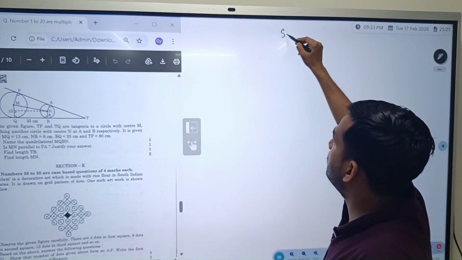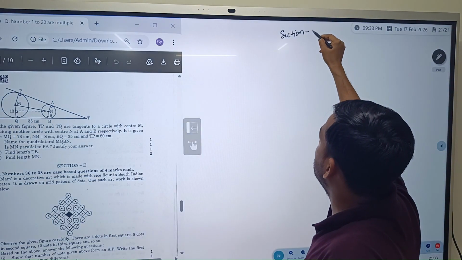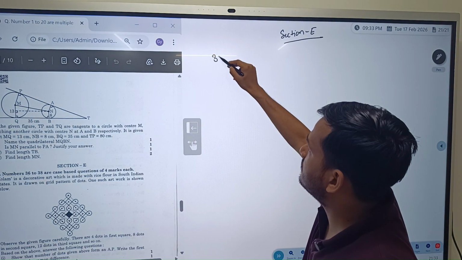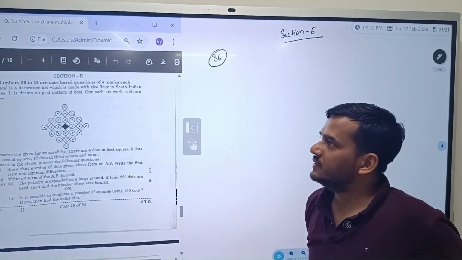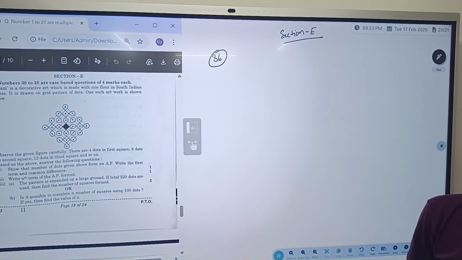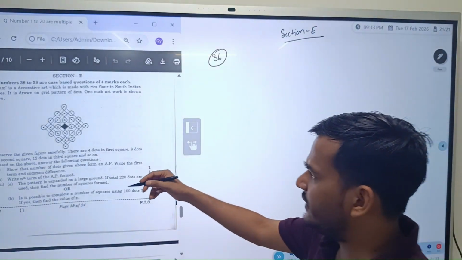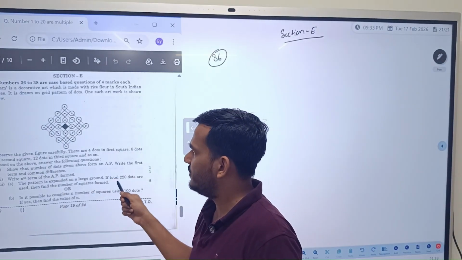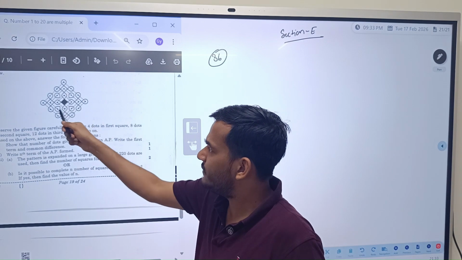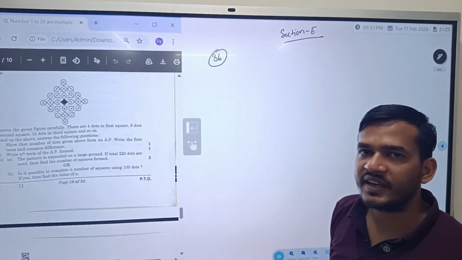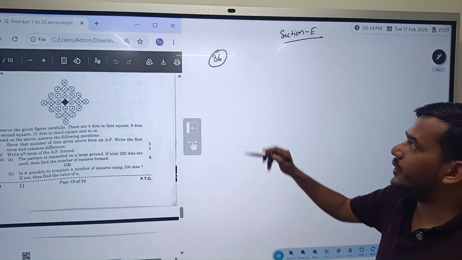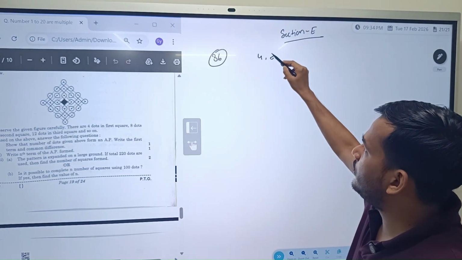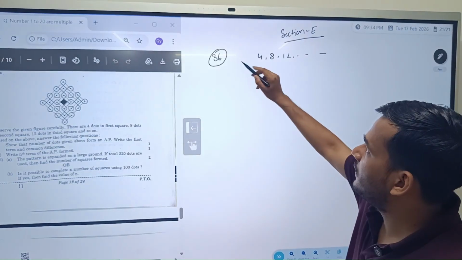Section E, question number 36. See this. In the question itself, it is mentioned that it is from the AP, this case study. So in the first square there are 4 dots, in the second square there are 8 dots, in the third square there are 12 dots. So 4, 8, 12 like that.